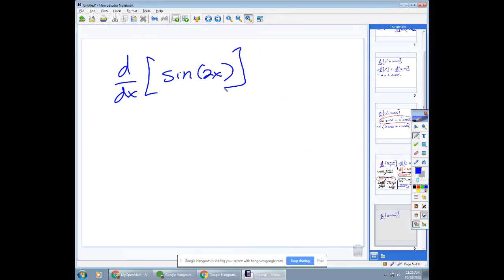What do you think? I want to take a guess at the answer. Take out the 2 and multiply by the entire sine of x, so it's 2 times sine of x.